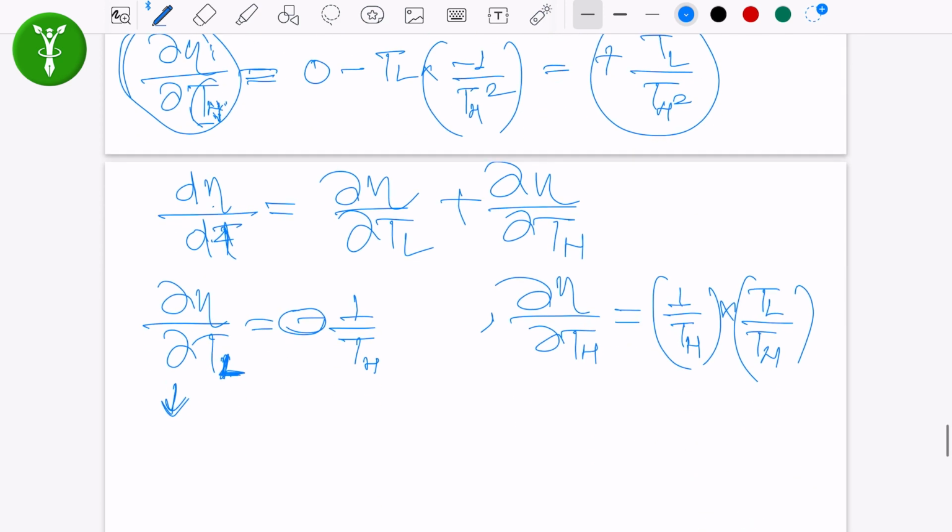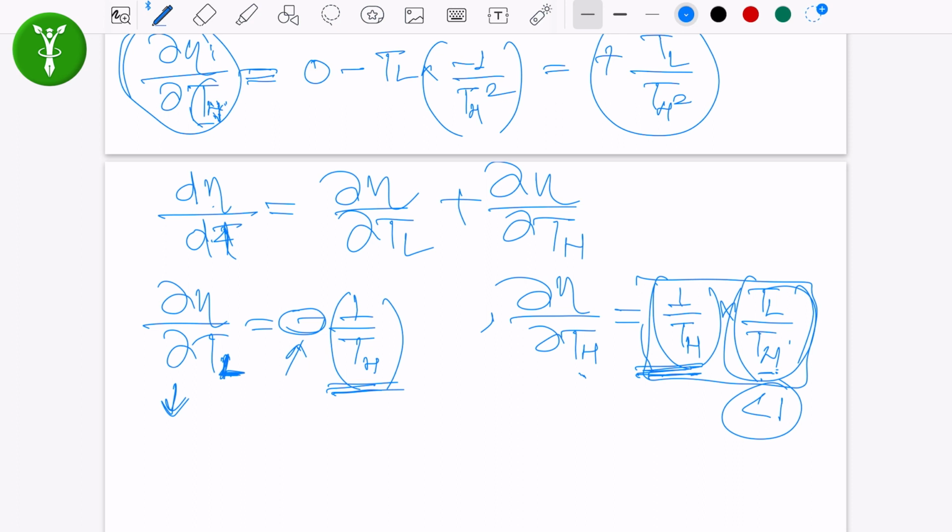Okay, now see. So which process has the larger slope? Just neglect the sign and see the magnitude. 1 by TH is common here in both the cases. But TH is greater than TL, so this quantity will be less than 1. TL cannot be greater than TH. So you can see that the slope of this is less than this. So this is most effective, hypothetically.